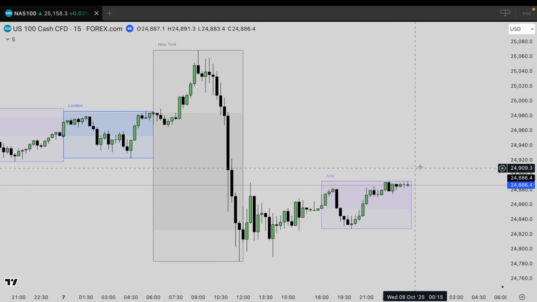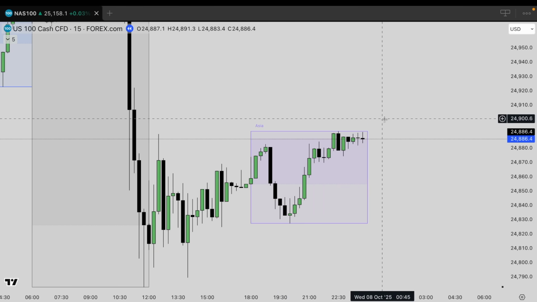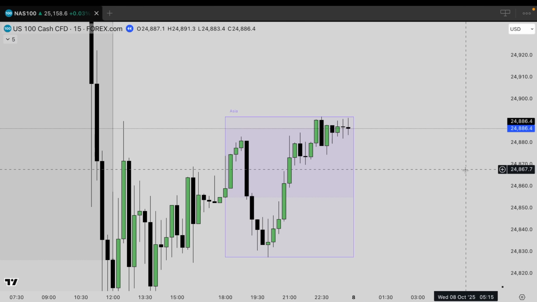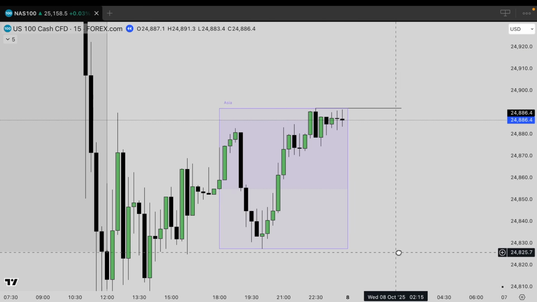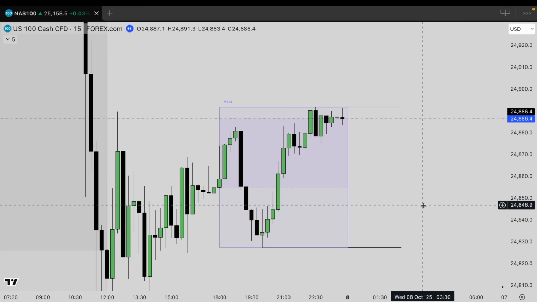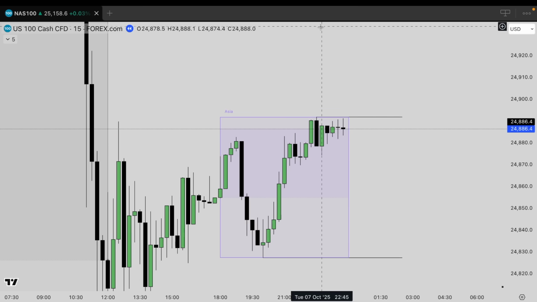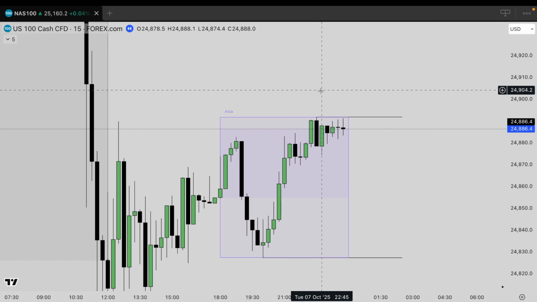Looking at this, what do we get? We see we form Asia session. Asia session is from 6 p.m. to midnight. That is my Asia session. So first of all, working on time-based liquidity, I want to mark out Asia session high and I want to mark out Asia session low. This will be my POIs. Not only is it a swing point, it is also my time-based liquidity.